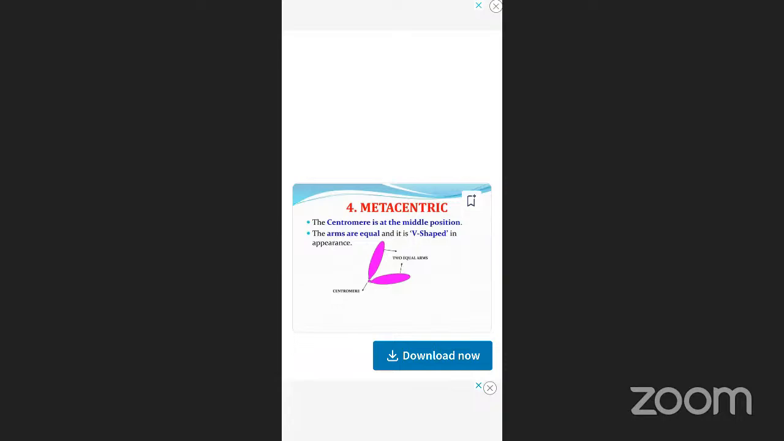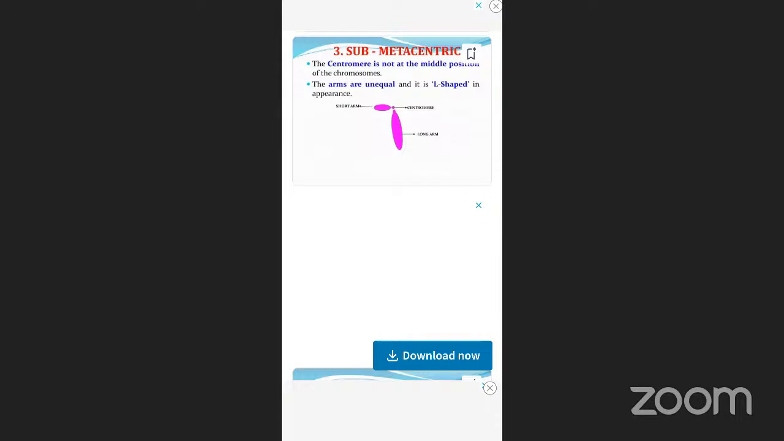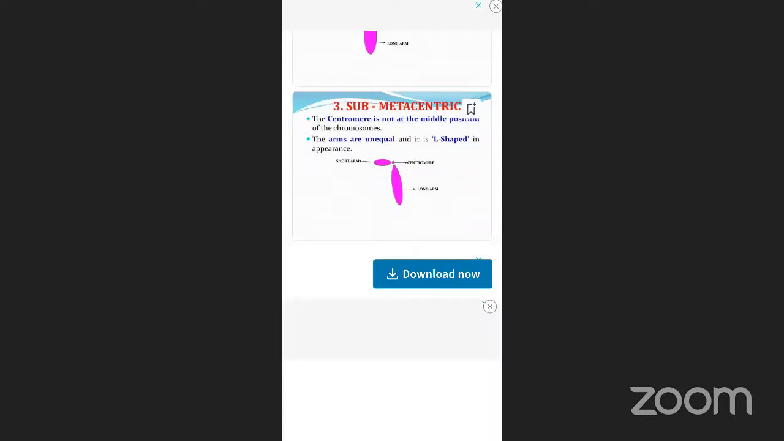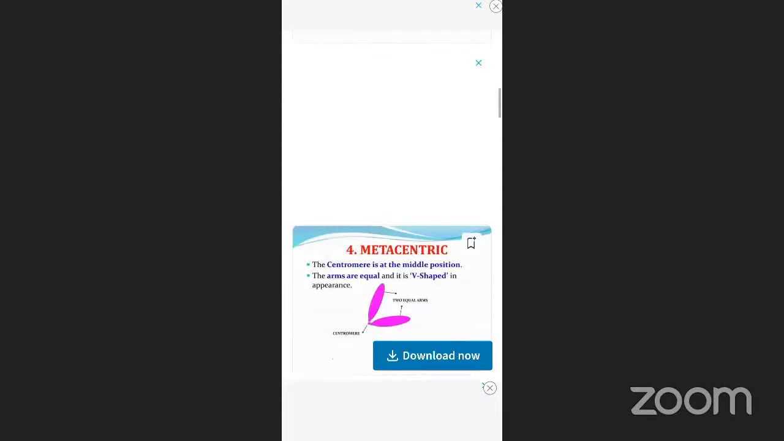In metacentric, the centromere is at the middle position, and the arms are in equal positions. Metacentric has equal portions of the arms, while submetacentric has unequal portions of the arms. These are the metacentric and submetacentric chromosomes.